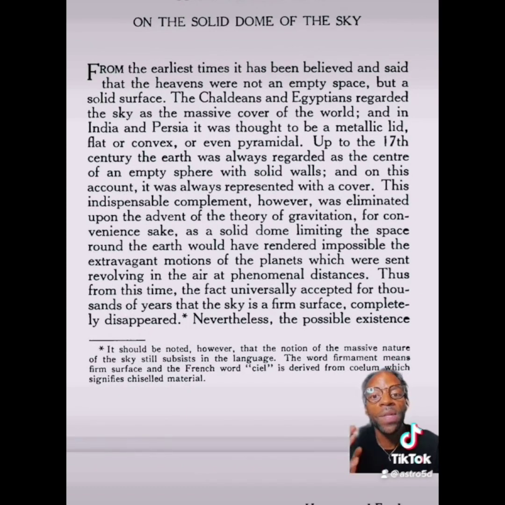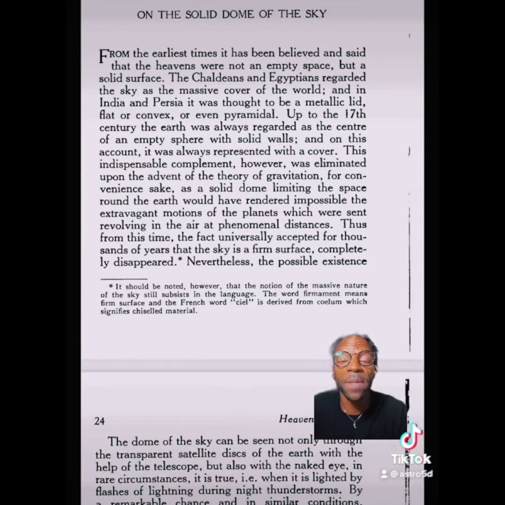Chapter 4, on the solid dome of the sky. Pause to read. The Chaldeans and Egyptians regarded the sky as a massive cover of the world. The Indians and Persians thought it was a metallic lid, or even a pyramid shape. Up until the 17th century, the Earth was always regarded as the center of an empty sphere with solid walls, and on this account, it was always represented with the cover. Pause to read the rest.